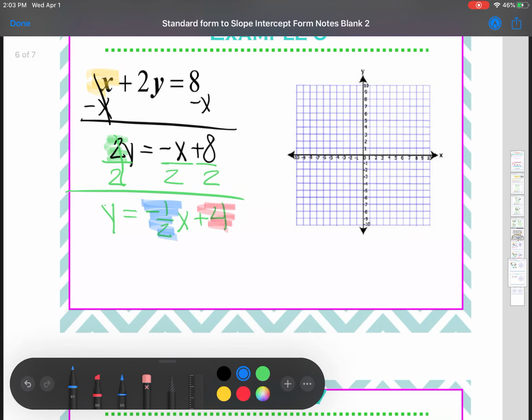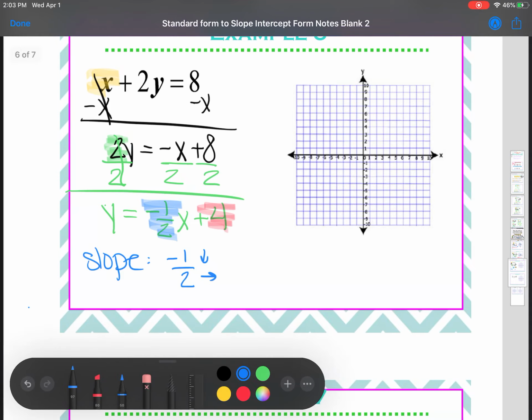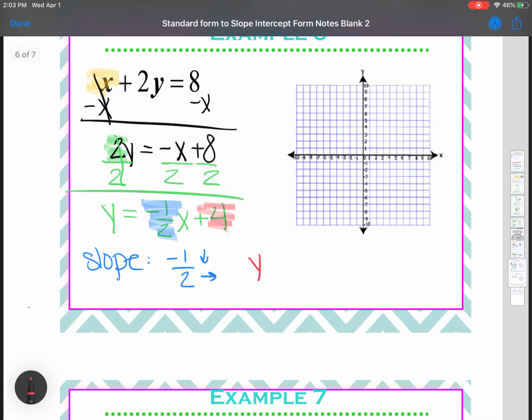Okay, so my slope is -1/2, so that's the same as going down 1, right 2. And my y-intercept is +4, so it will be at 0, +4. Okay, so now I'm going to start by plotting that point, 0, 4.